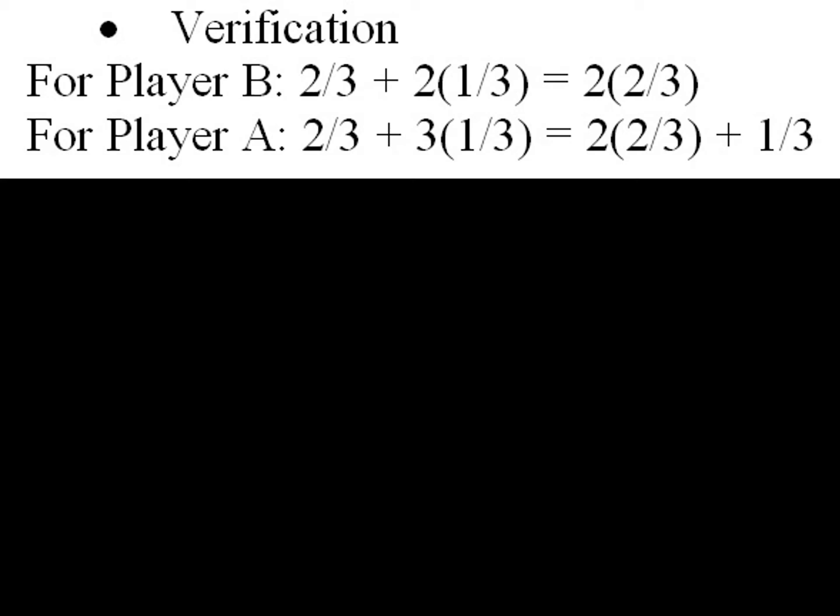Here you can see the verification for player B: 2/3 plus 2 times 1/3 is equal to 2 times 2/3. This is reinserting the values into the equation. And then for player A: 2/3 plus 3 times 1/3 is equal to 2 times 2/3 plus 1/3. This is simply taking the equations that we created by combining the formulae and inserting the values to confirm that the equations are equal on both sides.